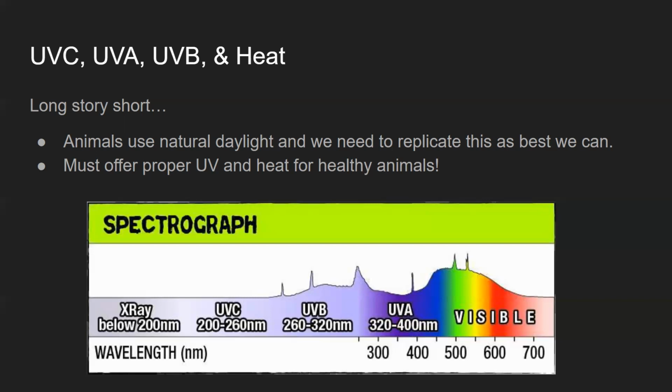All right, moving up to UVB. This is the wavelength that can give us sunburn. It also helps give us vitamin D.